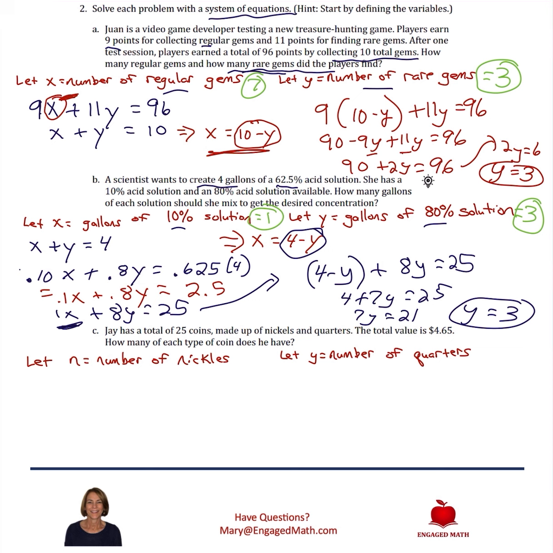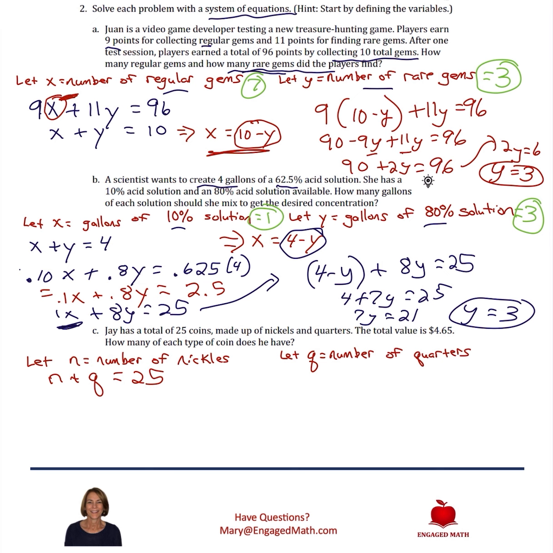So we have a total of 25 coins. I already said n plus, oh, you know what? Let's make this a q. I wanted to give you one where, just so you know, you can always change out those letters. So let's say, let q equal the number of quarters. Doesn't matter if you use x and y, and sometimes it helps to use variables that match what you're talking about. So what we know is the number of nickels plus the number of quarters is equal to a total of 25 coins. So n plus q equals 25.